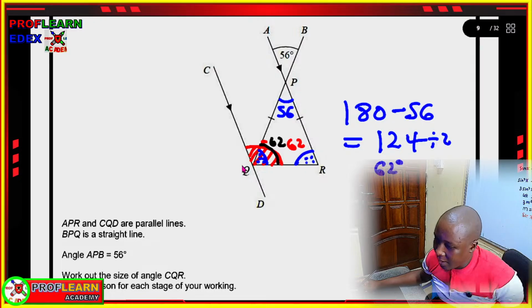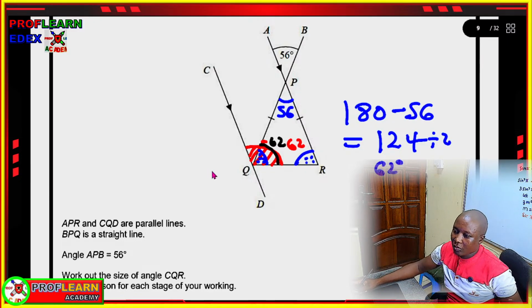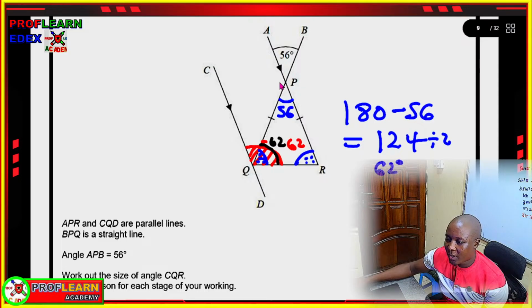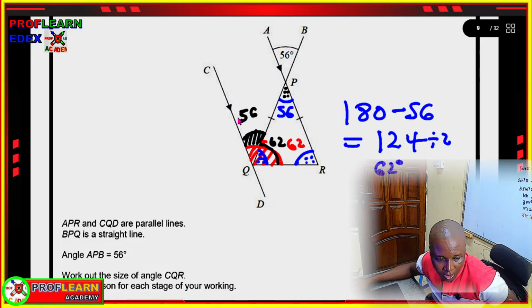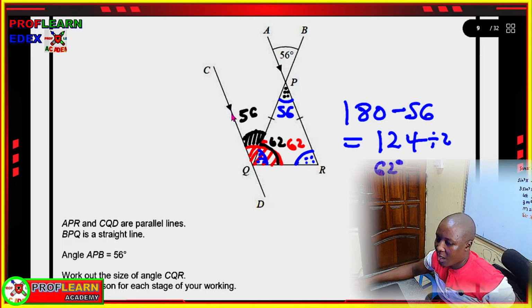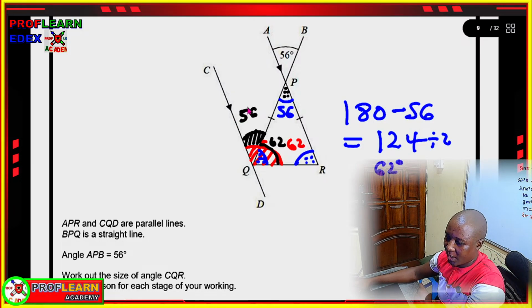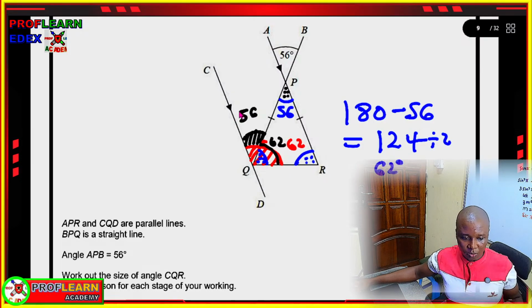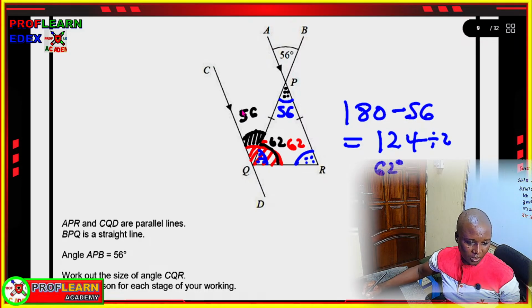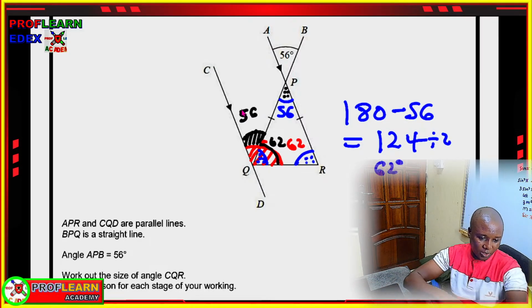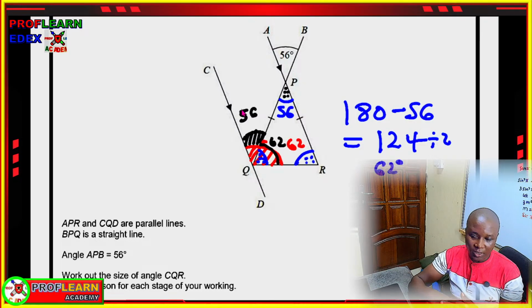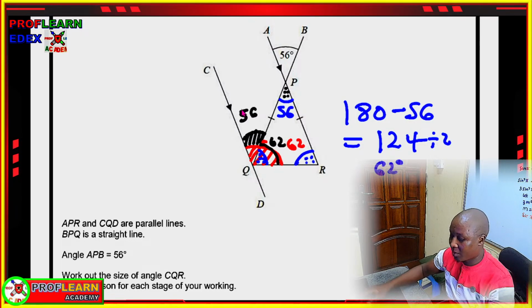So once we have gotten that, I want you to realize that this angle that we have here is vertically opposite, and is alternating to this angle that we have here. So this is 56, alternate angles. We are going to say this is corresponding angles. Sorry, corresponding angles.